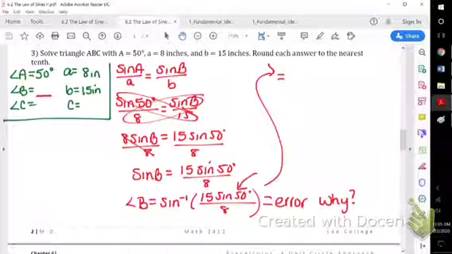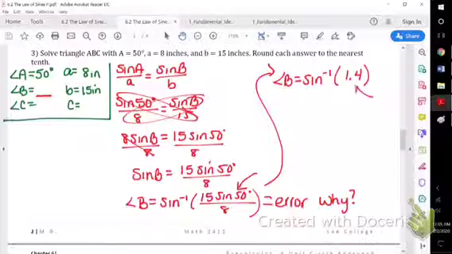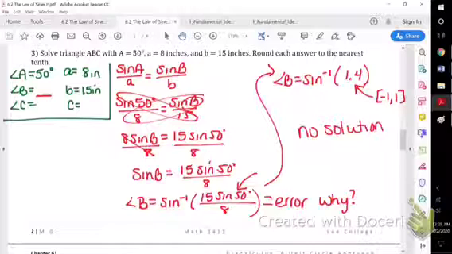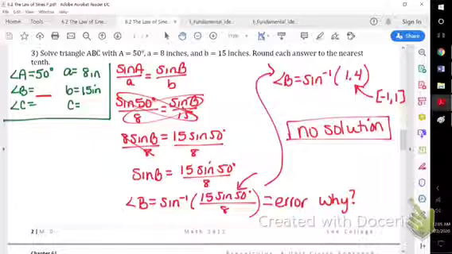So I could say that angle B is equal to the inverse sine of, if I type that number in, it's going to give me approximately 1.4. But remember, inverse sine can only be from -1 to +1. So that's not in our domain, so therefore it's going to have an error, which means that this triangle will never work. So it is a no solution triangle. So if you end up with an error for that second angle, then you know it's a no solution.